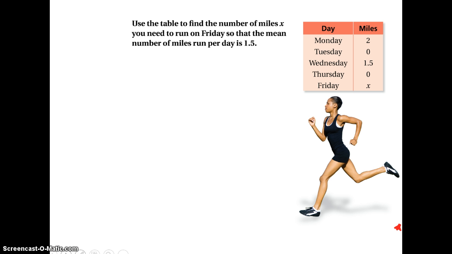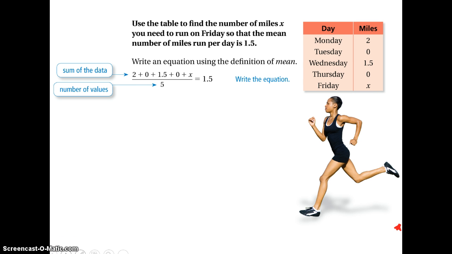All right, let's use a table to find the number of miles, which is x, you need to run on Friday, so that the mean number. So let's write our equation using a definition of mean. Mean is when you add all your data and then divide by the number of data points you have. So here's my data, 2 plus 0 plus 1.5 plus 0. I got that from my table. And then I have an unknown, I have my x. Since there are 5 data points, I'm dividing by 5.